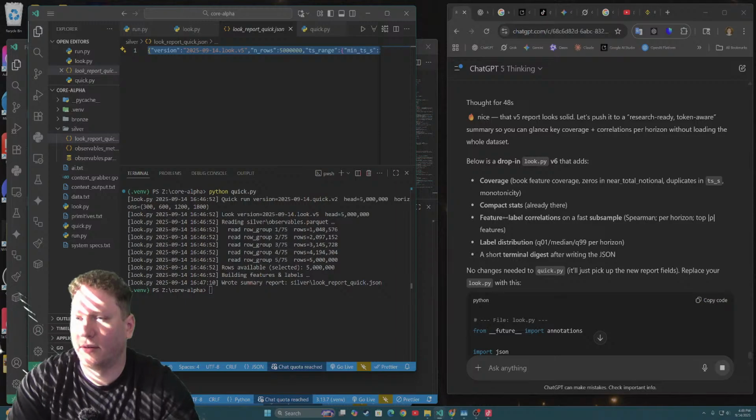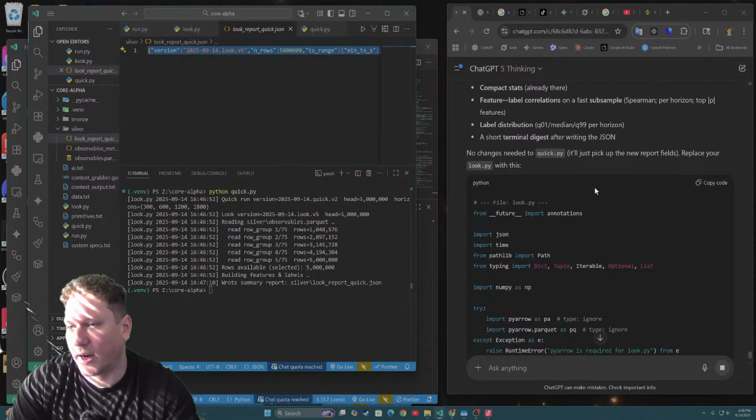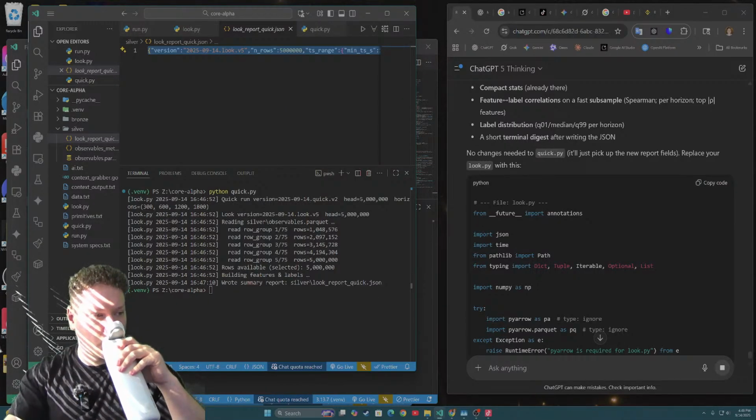Prioritize without loading the whole data set. Okay, coverage looks good. All right, we're going to update what we want here. Making good progress.